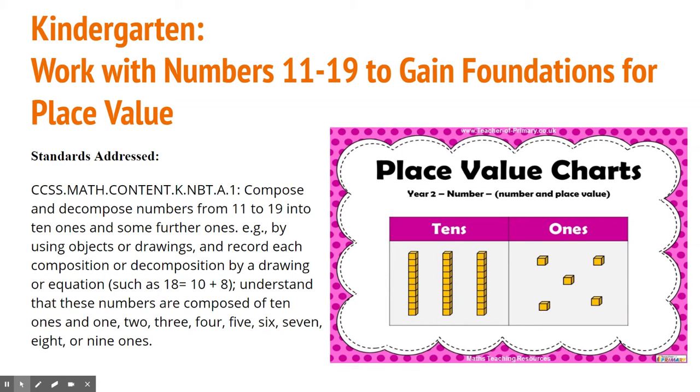In kindergarten specifically, students will learn to work with numbers 11 through 19 to gain the foundational knowledge for place value. They will learn to compose and decompose numbers 11 through 19 into tens and ones groups. The example above shows how many numbers can be decomposed using manipulatives such as blocks.